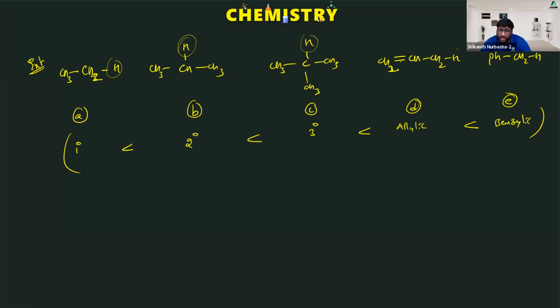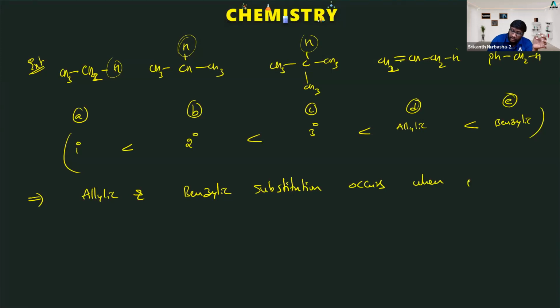The next type of reaction we can think of is NBS. What is NBS? Can anyone say? Nitrobromosuccinimide. N-bromosuccinimide, very good. Allylic and benzylic substitution occurs whenever we take NBS, N-bromosuccinimide, or NCS, N-chlorosuccinimide.